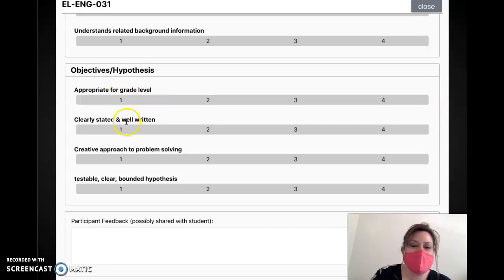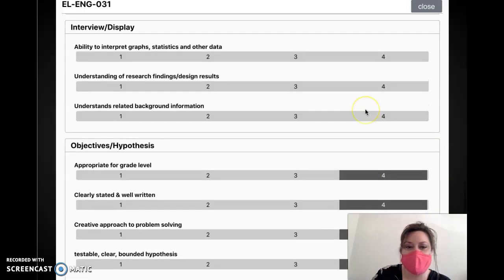We want to make sure that they're clearly stated and well-written objectives and hypothesis for the students, so they actually are able to test something. It's not a demonstration of something like creating a volcano, but it actually is something that can be tested, that they have a creative approach to that, it is testable, and that there is an actual hypothesis to go along with it. So you can choose your scores and select the scores that you want to give the student.